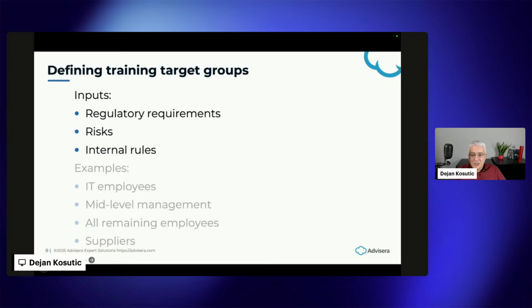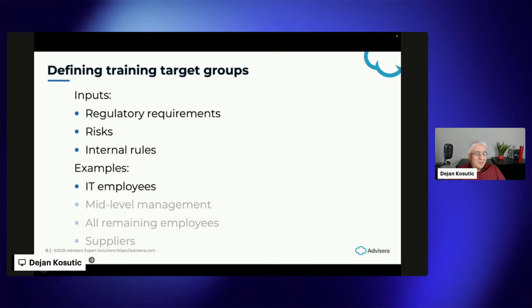And of course, you will have to read through internal rules. As I mentioned, you might have a risk assessment methodology, and you will have to train people around this topic. You will have to train your mid-level managers, or heads of the departments, because they need to know how to manage risks. As examples of target groups, you could have IT employees. And you say, for IT employees, we need to do a certain type of training. So you consider them as one group.